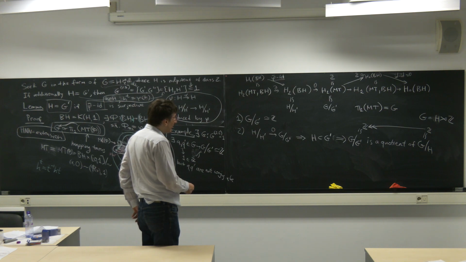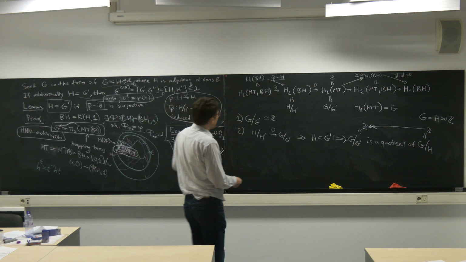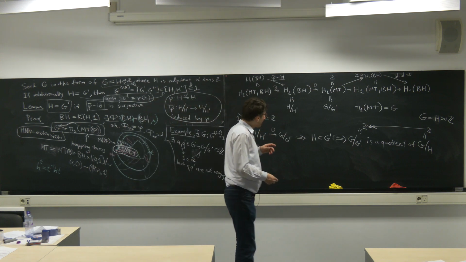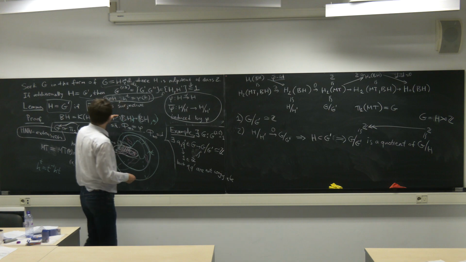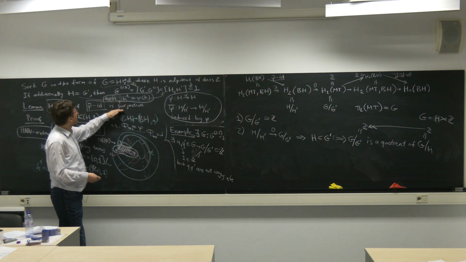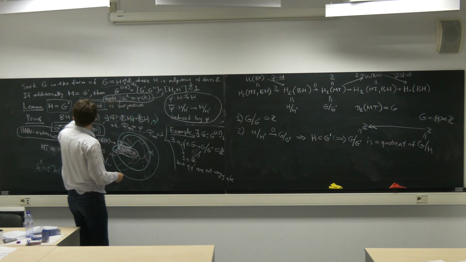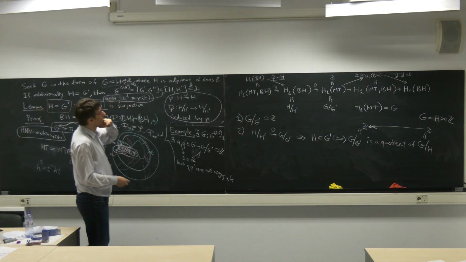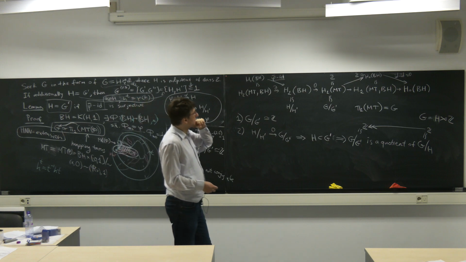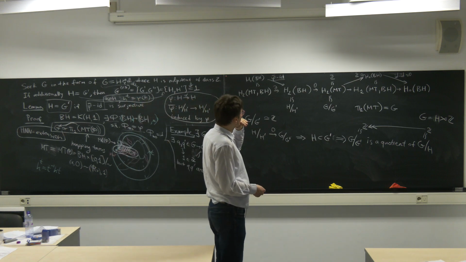Well, maybe this can be simplified. I don't know, but it looks like you have to use this assumption. So it looks like the lemma would not be true without this assumption. Yes, we need to use it to prove that H lies in G prime.